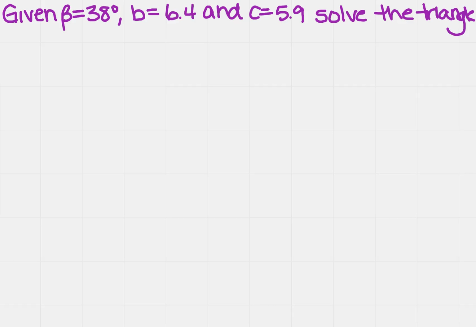Given beta equals 38 degrees, b equals 6.4, and c equals 5.9, solve the triangle. First thing we need to do, we need to actually draw the triangle and do what? We need to verify that we can actually have a triangle with these requirements.